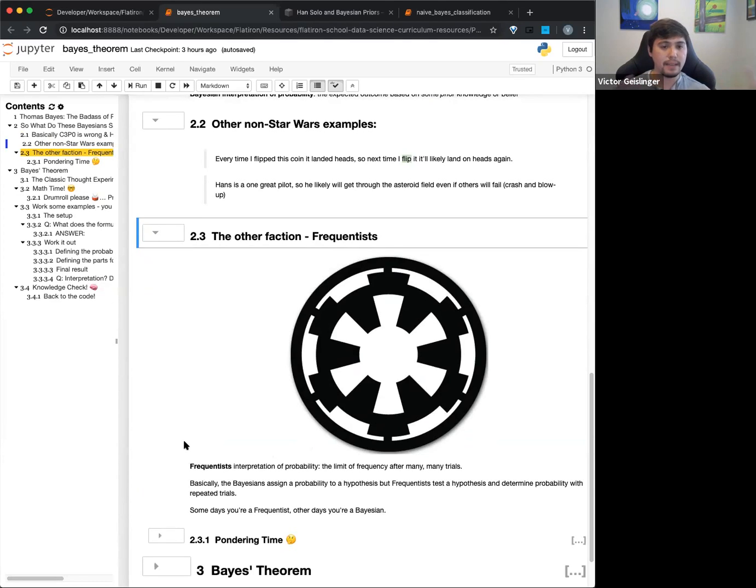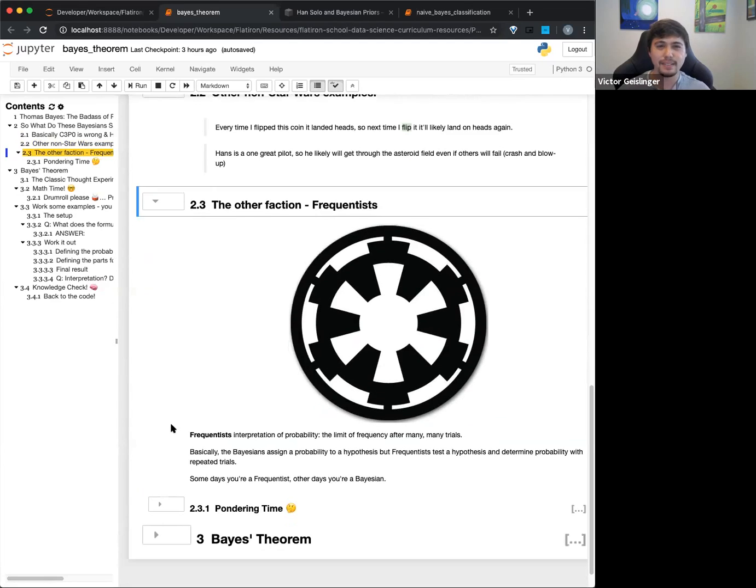The curriculum talks about Bayesian versus frequentists, so I'm bringing this up. It sounds very similar, but it's a little different. A frequentist interpretation of probability is the limit of the frequency after many, many trials. You start off with no probability whatsoever. You're like, I don't know what's going to happen. And you try 1,000 times flipping this coin. After 1,000 flips, you decide, oh, I'm approaching this number, which is like 50%.